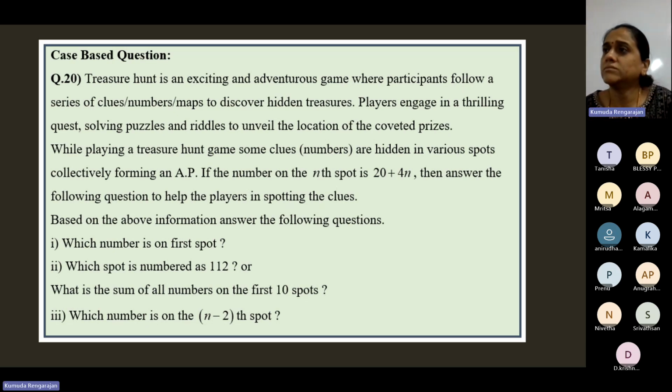Yeah, Swati, tell me. No, right? We don't know how many spots there are in all. My question is, do we know how many spots are there in all? I'm not able to find out that. You can find any spot using 20 plus 4n, meaning you can find the number on any spot. You can find the number which is written on any spot using 20 plus 4n.